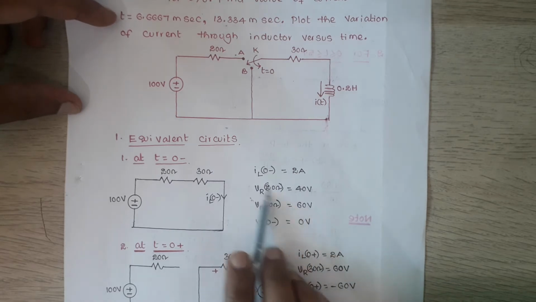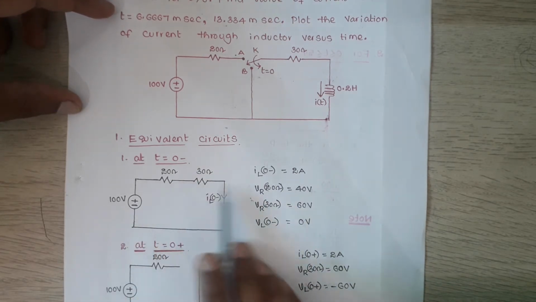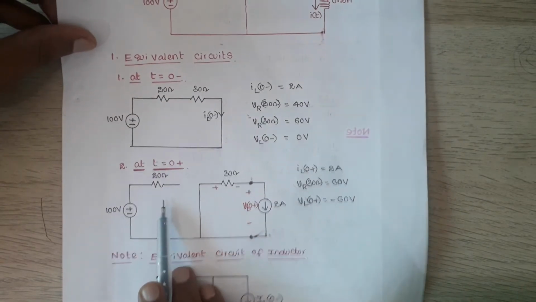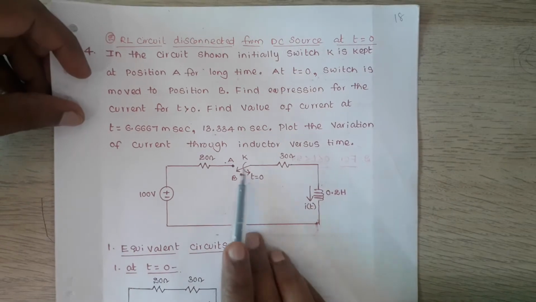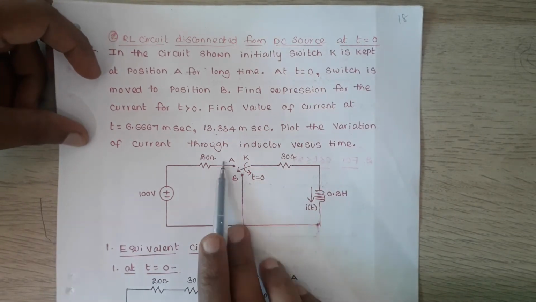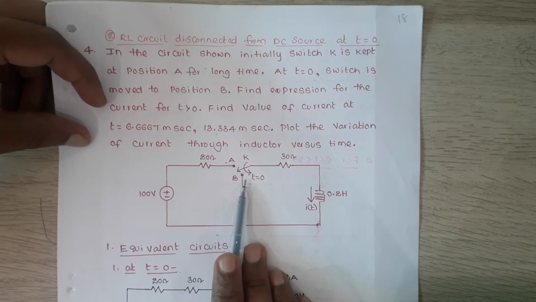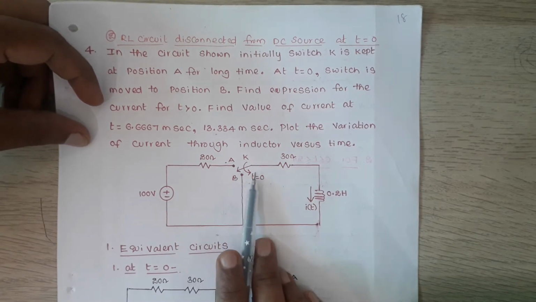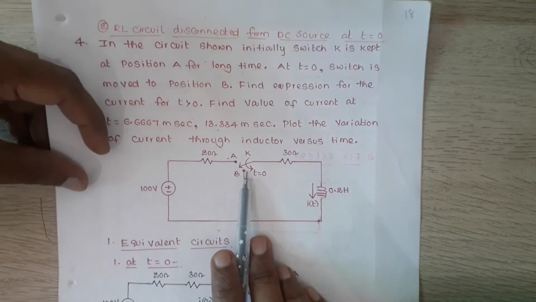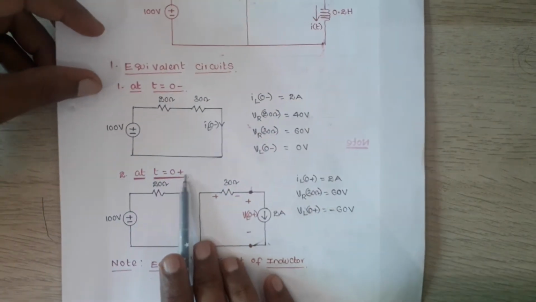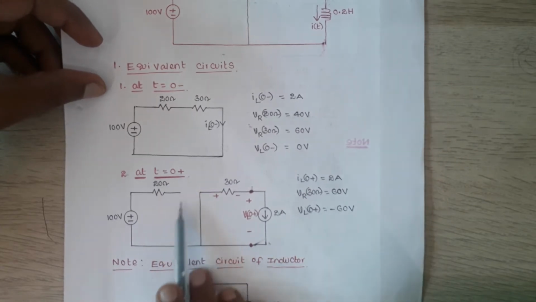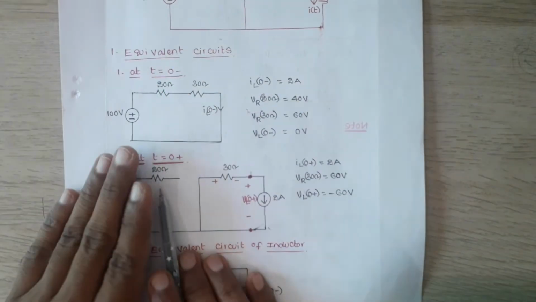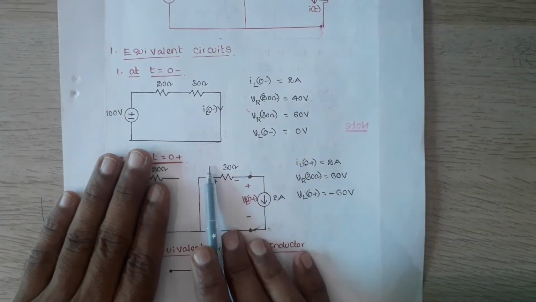So this is the equivalent circuit and the information at t equal to 0 minus. Now, at t equal to 0 plus: 0 minus means just before moving the switch from position A to position B, and 0 plus means immediately after moving the switch from position A to position B. Now it is connected to B, there is no current from the source, and you have to consider only this circuit.